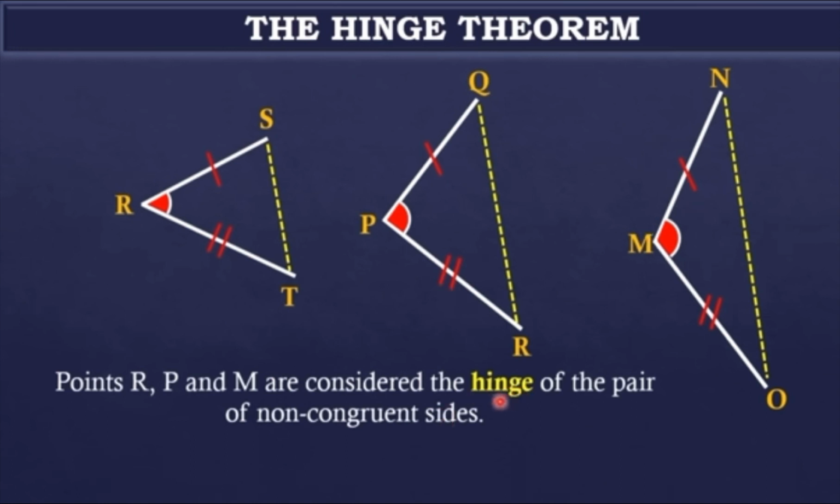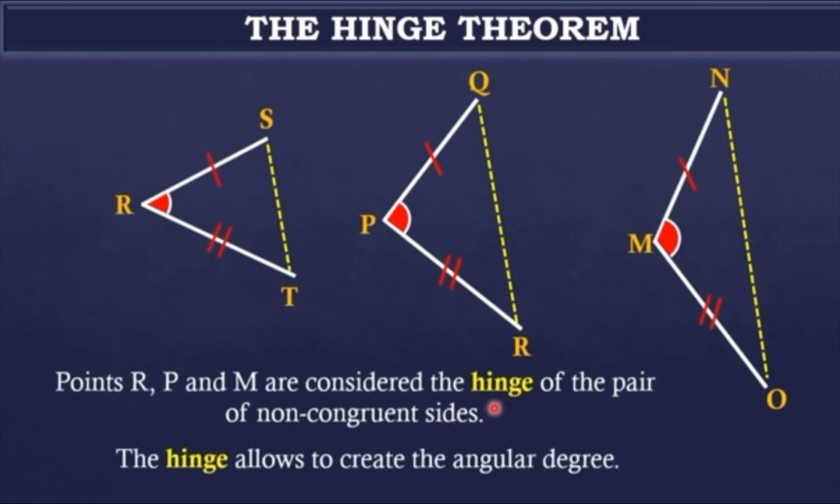Ano ba itong hinge? So, ang trabaho po ni hinge, this allows us to create the angular degree. So, para siyang pinto na habang binubuksan mo siya, lumalaki po yung ating angle dun sa pinagkakabitan ng pinto sa pader natin. Okay? So, yun po, think of it that way. Okay? So, yung hinge po, siya po yung nagkikreate ng angle. Kung gaano kalaki yung angle, ganun po kahaba yung opposite side niya.